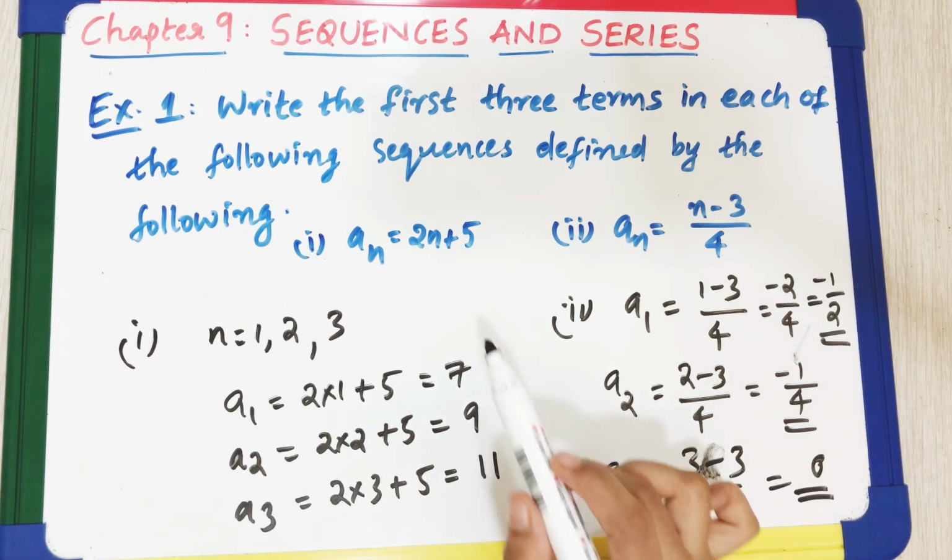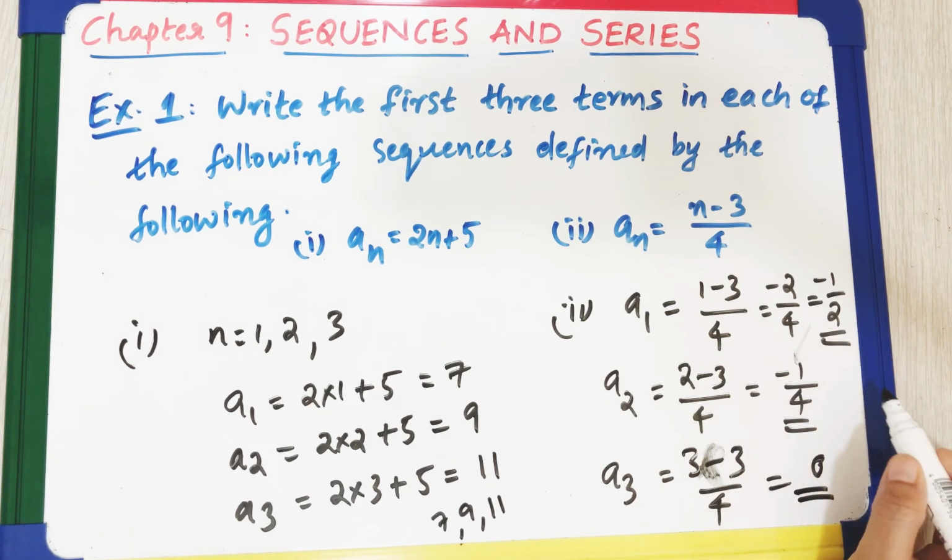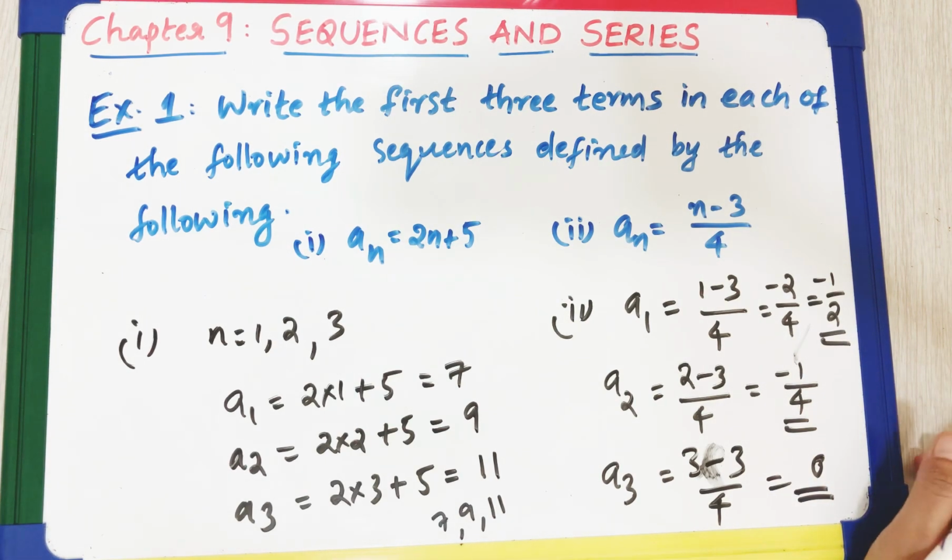Here we can say the first three terms are 7, 9, 11. You can write it in order: 7, 9, 11, the first three terms. Or here the required terms are minus 1 by 2, minus 1 by 4, 0.